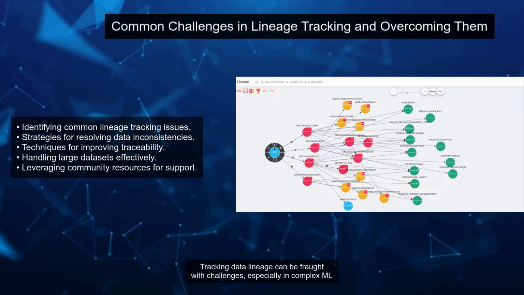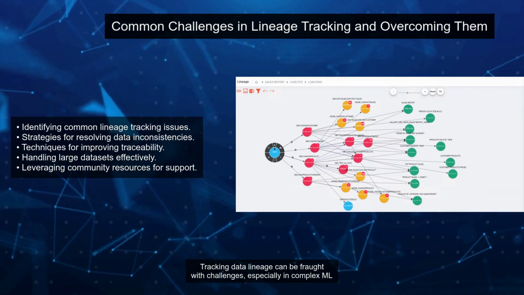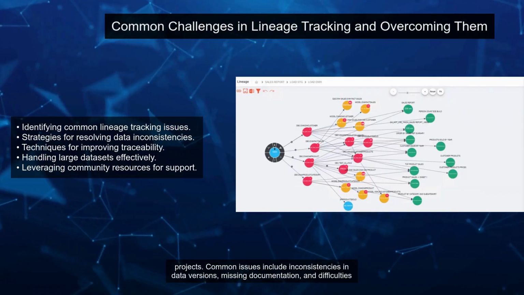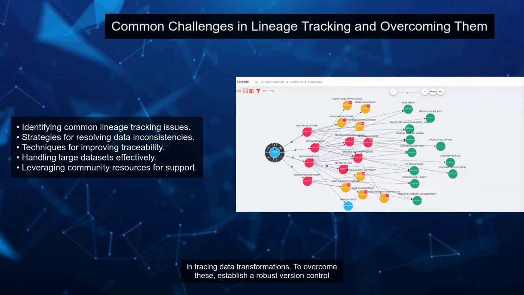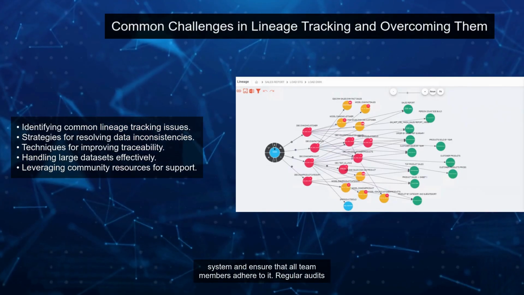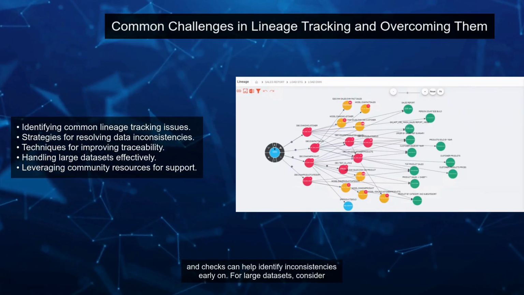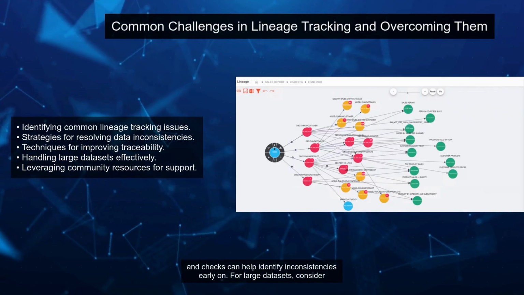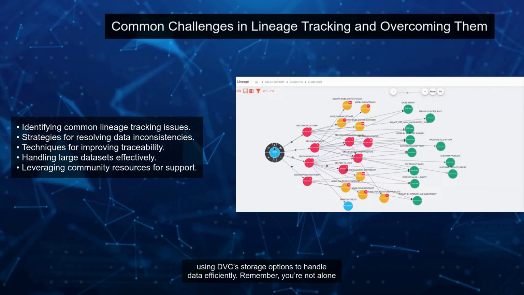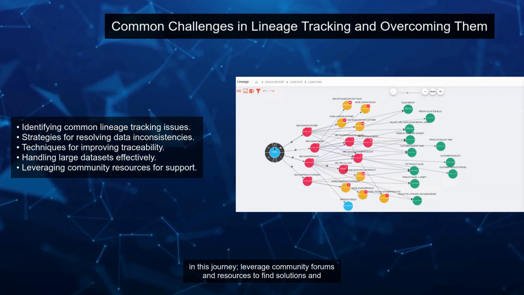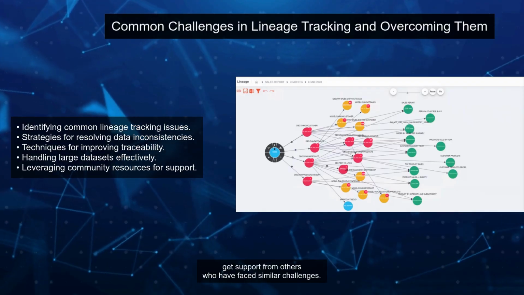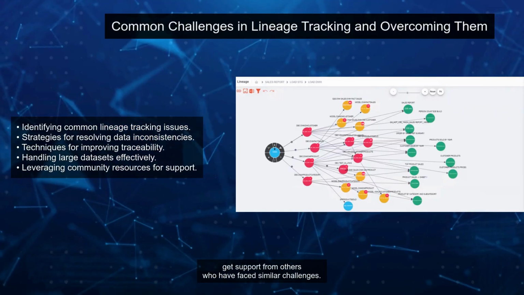Tracking data lineage can be fraught with challenges, especially in complex ML projects. Common issues include inconsistencies in data versions, missing documentation, and difficulties in tracing data transformations. To overcome these, establish a robust version control system and ensure that all team members adhere to it. Regular audits and checks can help identify inconsistencies early on. For large datasets, consider using DVC storage options to handle data efficiently. Remember, you're not alone in this journey. Leverage community forums and resources to find solutions and get support from others who have faced similar challenges.